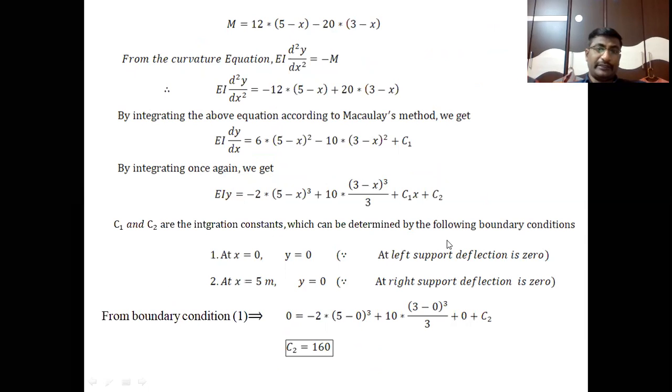Let us write the bending moment equation. M equal to 12, 12 is the Rb value, 12 into 5 minus x, which is anti-clockwise, positive, minus 20 into 3 minus x, it is a clockwise moment, that's why I'm taking the minus sign here. From the curvature equation, EI d square y by dx square is equal to minus M. After substitution of M into the curvature equation, EI d square y by dx square is equal to minus M, the M equation is there.